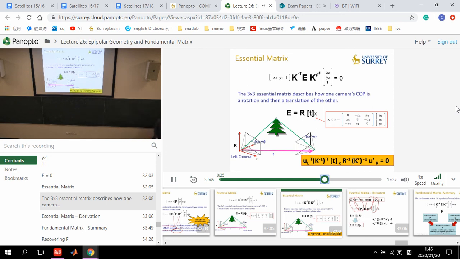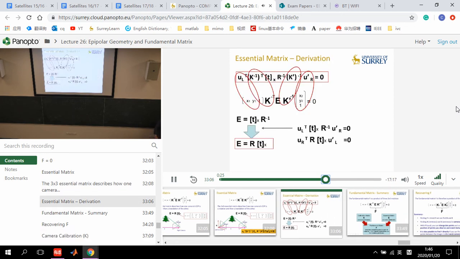Okay, and usually it's written as R TX instead of TX R inverse, and you can just rearrange it like that, because R is an orthonormal matrix. You can do that. It's like A times B all transpose is equal to B transpose A transpose. Which is in fact what I've shown on this slide.